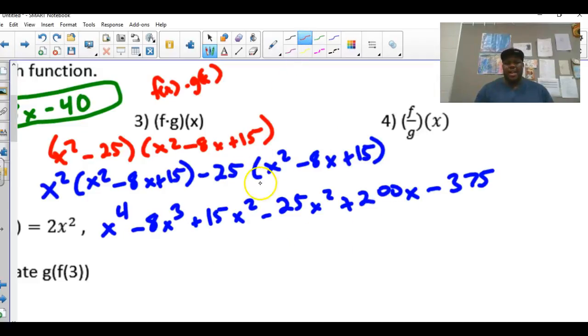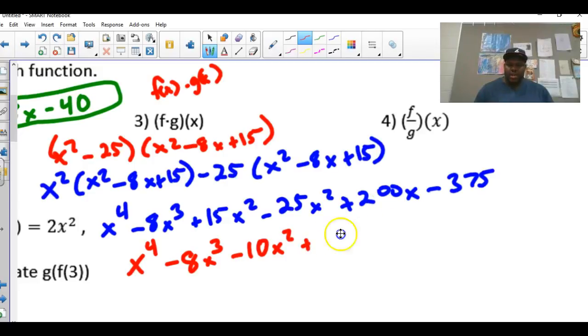Now from there, guys, we just combine like terms. x to the fourth is the only fourth term. Negative 8x cubed is the only cube term. All right, we have these two squared terms right here, so 15x squared minus 25x squared is going to be negative 10x squared. And then you have this single x term, so 200x, and that's the only constant, 375. So there you go right there, guys. All right, here's your final answer. Your final polynomial when you multiply f of x times g of x, okay?